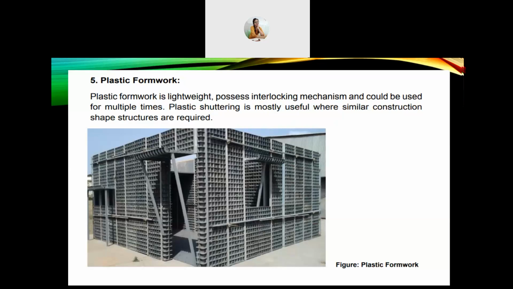Number 5. Plastic formwork. Plastic formwork is lightweight, possesses an interlocking mechanism and can be used multiple times. Plastic shuttering is mostly useful where similarly shaped structures are required.